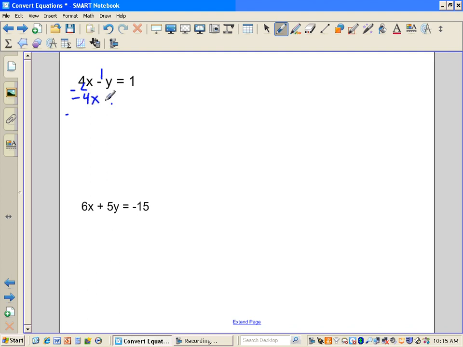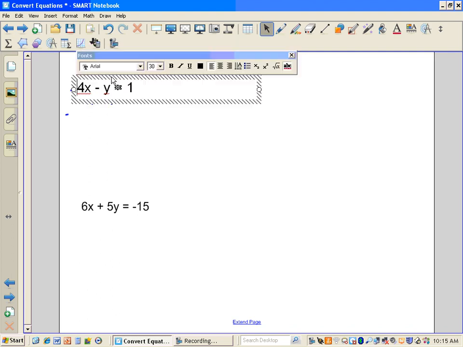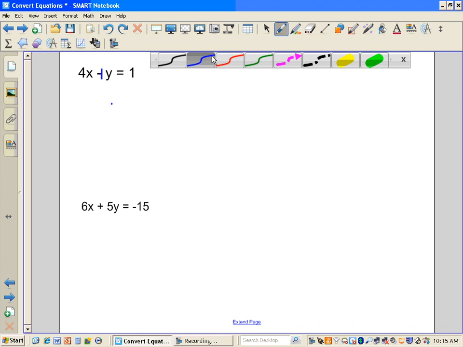Minus 4x, minus 4, oh boy, I'm sorry. I don't know what's happening here. Hold on. Let's just clean this up for a second. Okay, let's try again. Sorry about that. There's a little pause for you.